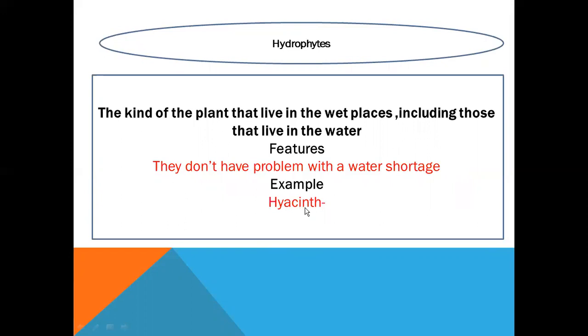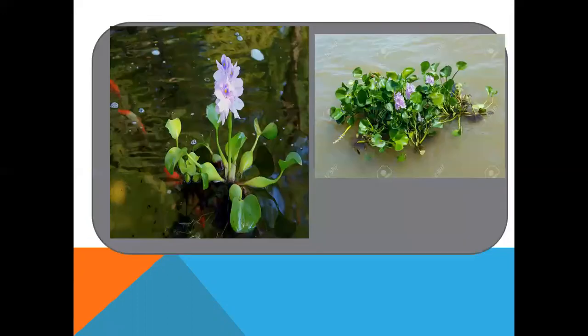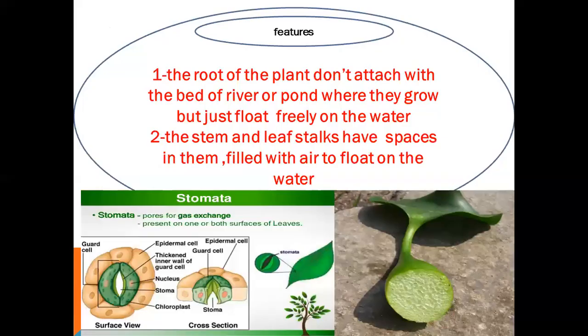Hyacinth is a very important plant that has many characteristics and lives in the water, you can say on the surface of the water. Let's move on to check these figures for the hydrophytes. Hyacinth is a kind of plant that lives in wet places, or in another way, lives on the surface of water. So understand these features, how the plant survives and adapts to live inside the water.